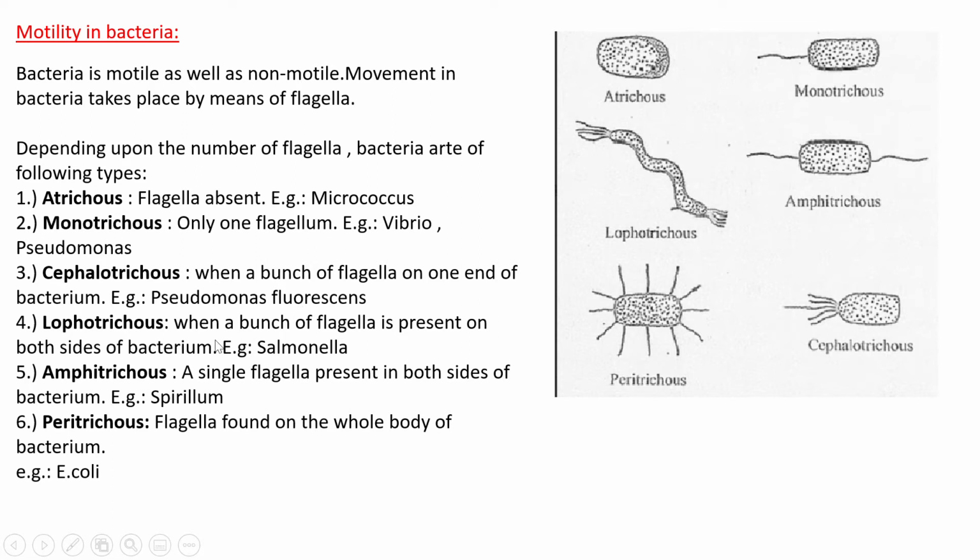For example, Spirillum. The sixth type is Peritrichous. Flagella are found on the whole body of the bacteria, for example, in E. coli, like this type. So this is about motility in bacteria. The number of flagella helps in classifying the bacteria as Atrichous, Monotrichous, Cephalotrichous, Lophotrichous, Amphitrichous, and Peritrichous. These names and the distribution of flagella in bacteria are very important from the point of view of the exam.